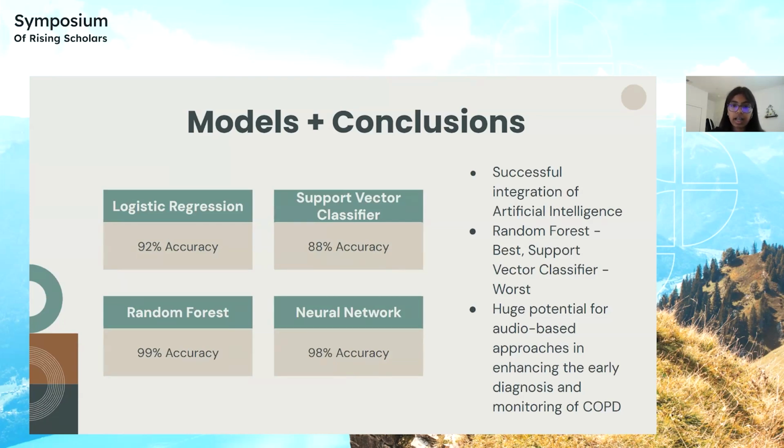So the first model I did was logistic regression, and logistic regression is, on the surface level, a simple linear classification algorithm that models the probability of a binary outcome using a sigmoid function. And this model was able to achieve a 92% accuracy, which wasn't the highest or the lowest, so it was somewhere in between.